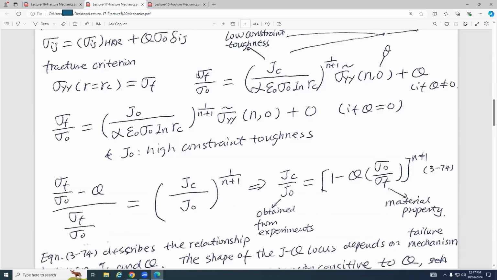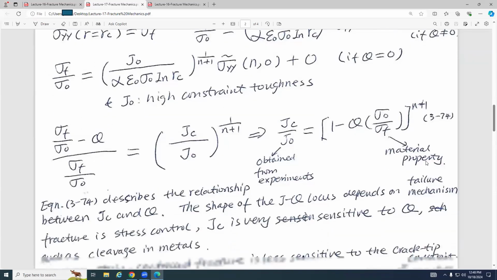Now we just put this here: sigma F over sigma 0 minus Q, divided by sigma F over sigma 0. So this is JC, and this is J0, to the power 1 over n plus 1. So this gives us JC over J0 can be written as 1 minus Q sigma 0 over sigma F, with exponent n plus 1. J0 is obtained from experiments, and sigma F is a material parameter.